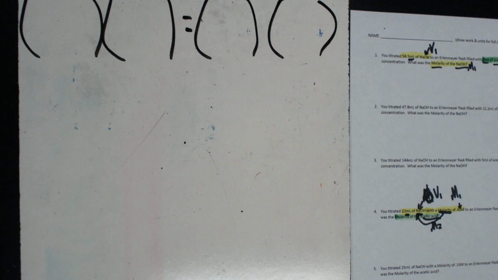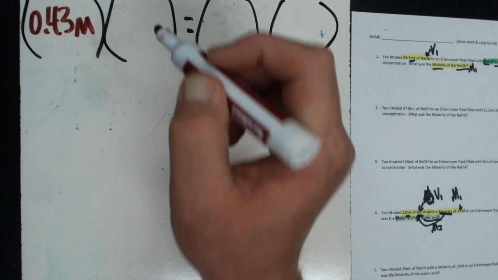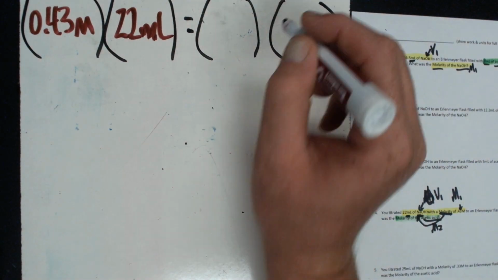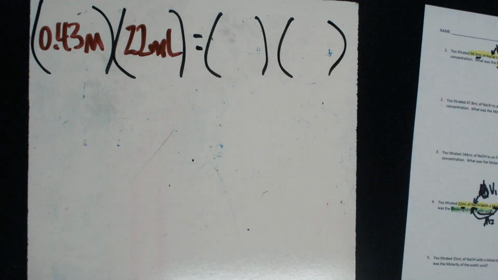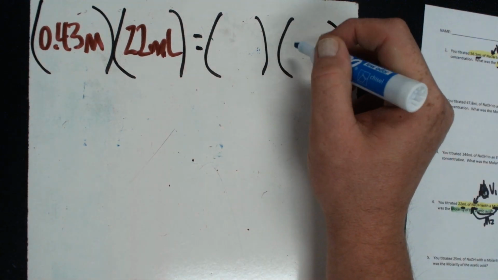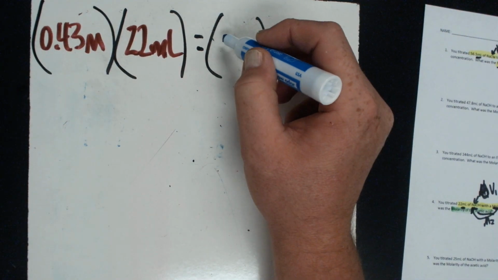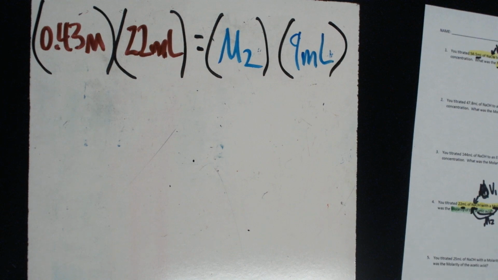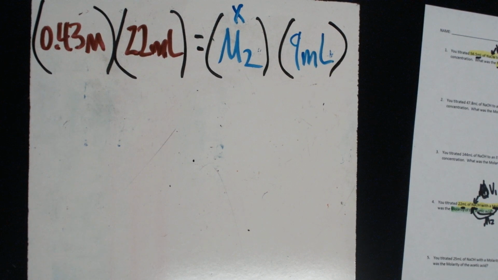This time we know V1 and M1. So we're going to go 0.43 molar, 22 mils. Then we know that we have 9 milliliters of our solution 2 acetic acid. And then we do not know this. So very similar to our last one, but now our X is over here instead of being over here. But we're going to do the same process.